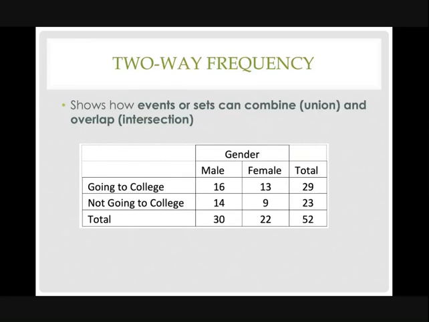So a two-way frequency table shows how events or sets can combine, the union or the overlapping intersection. So it's a way of looking at two different sets of data together.